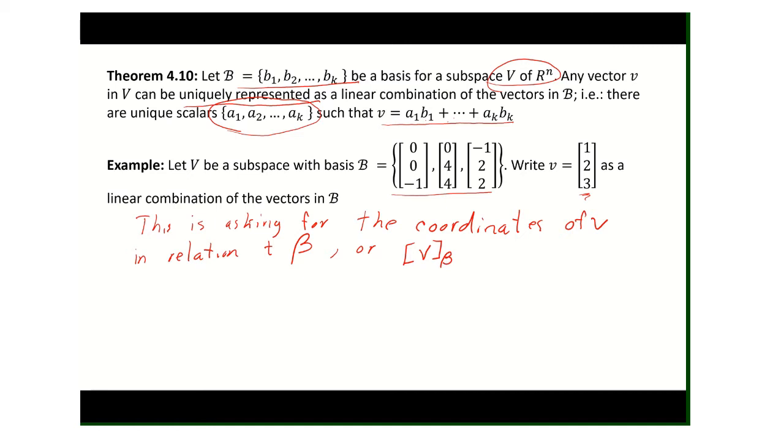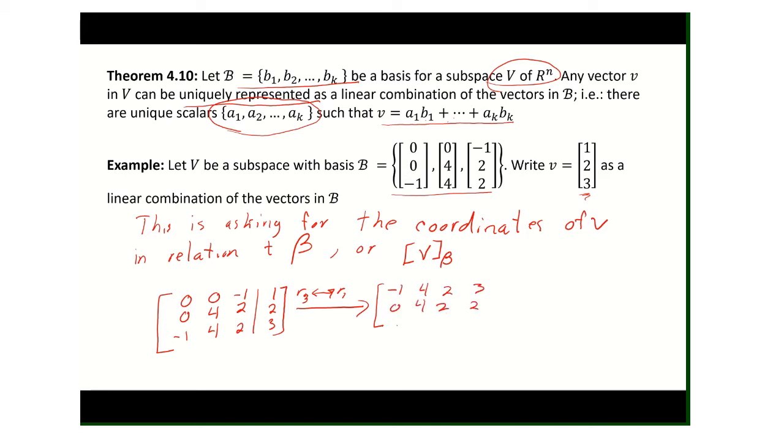So how do we get that? Well, that is what we've been doing all along. We find from the augmented matrix the same solution we've been doing all along. So I'm going to do row 3 interchange with row 1. That gives me negative 1, 4, 2, 3, 4, 2, 2, 0, 0, negative 1, 1.